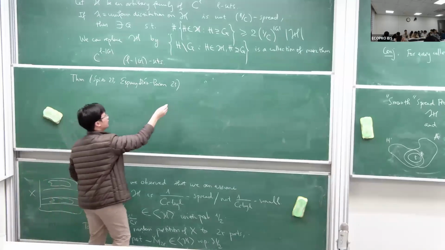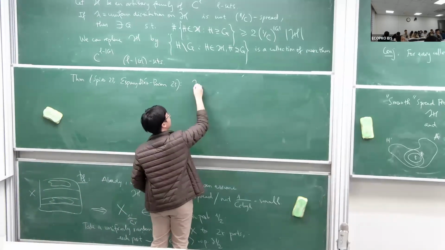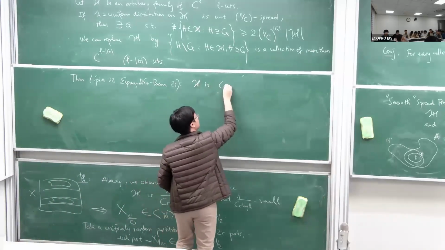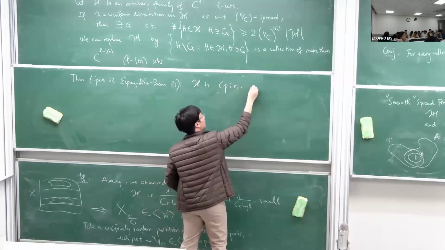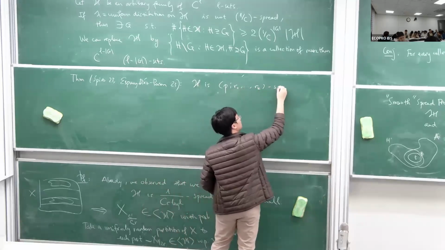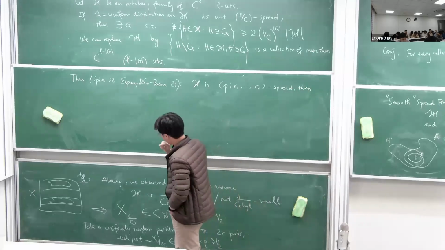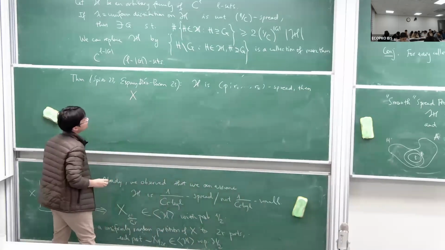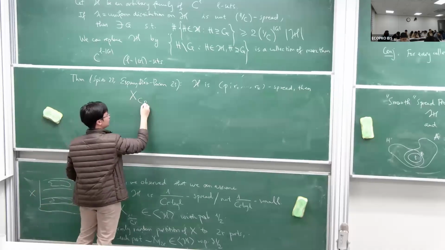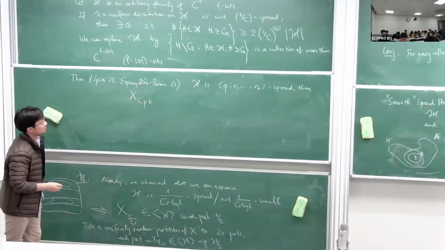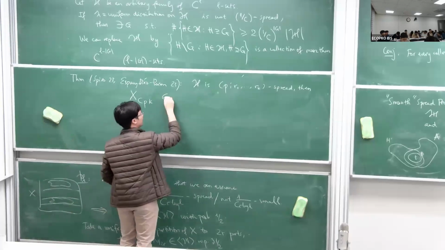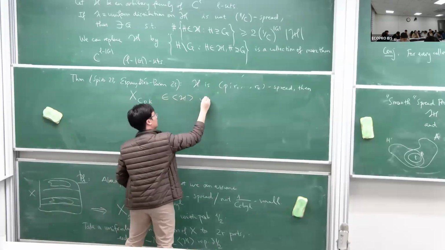And okay, so the theorem is that if this H is (P, R_1, ..., R_K)-spread, then a random subset of X with density C P K will contain a set from H with probability at least 1 minus o(1).